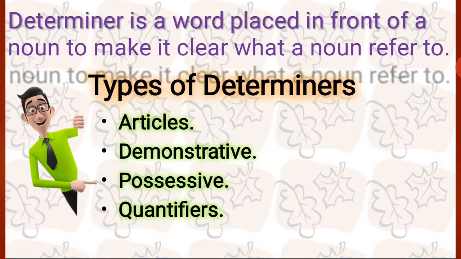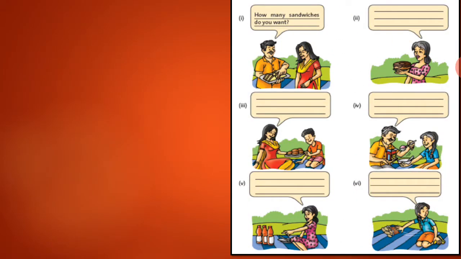So, dear kids, in the last two videos, we discussed determiners. We came to know that a determiner is a word which is used before a noun. It refers to a noun. It indicates a noun. Further, there are four types of determiners: articles, demonstratives, possessives, and quantifiers. We discussed all these determiners one by one, and we did some exercises based on these parts of determiners.